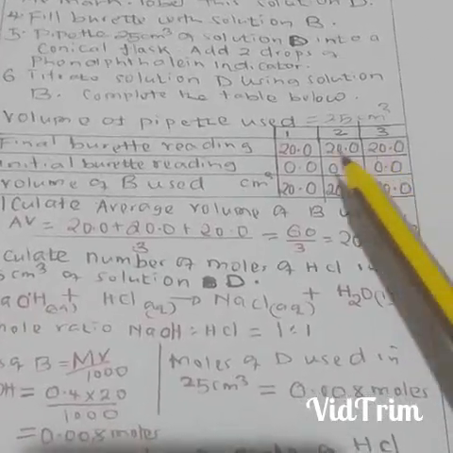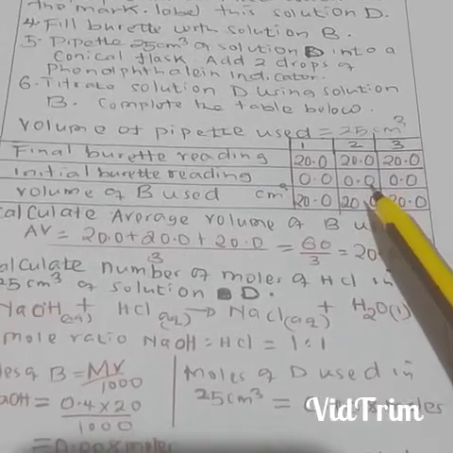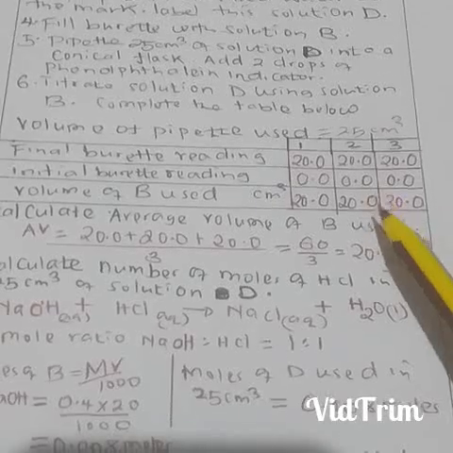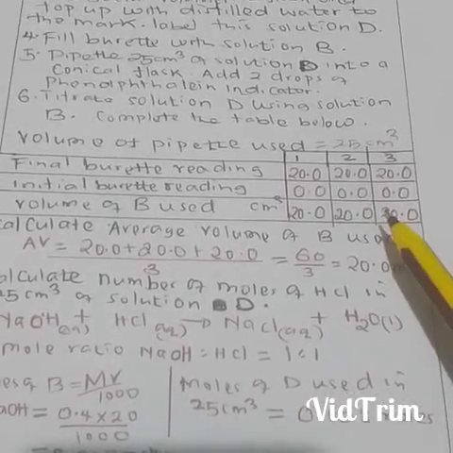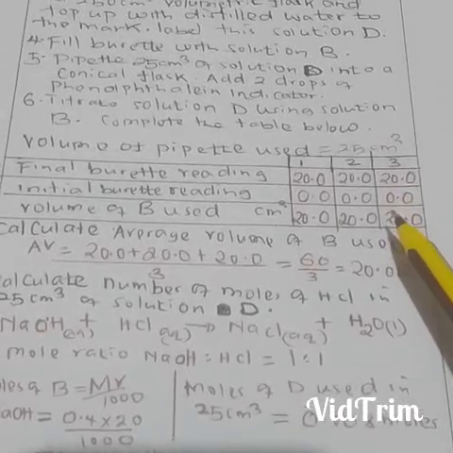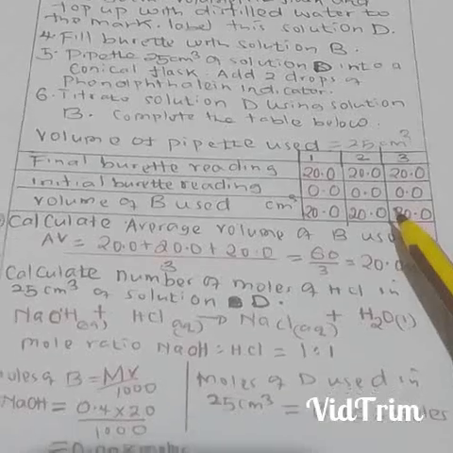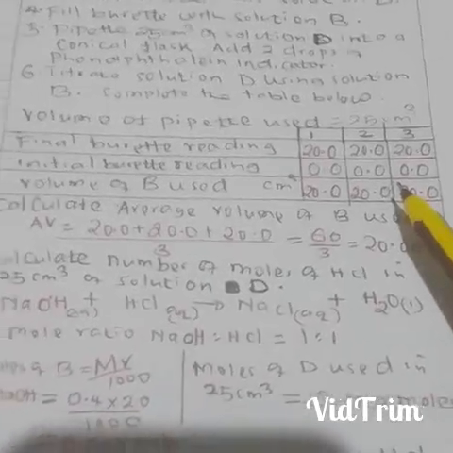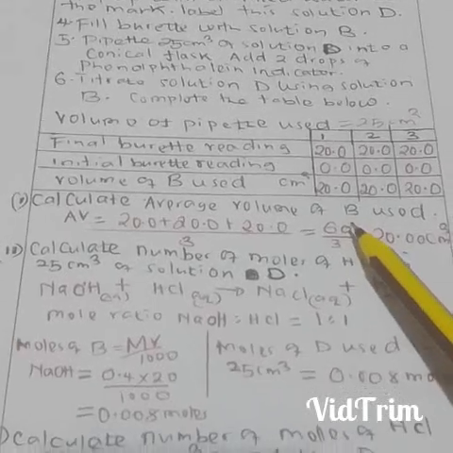Then after you have completed the titration table, you have about 4 marks: decimal place 1 mark, complete table 1 mark, then the principle of averaging 1 mark, then the accuracy 1 mark. So after that, my student, we can now move to calculation, those questions on calculation.